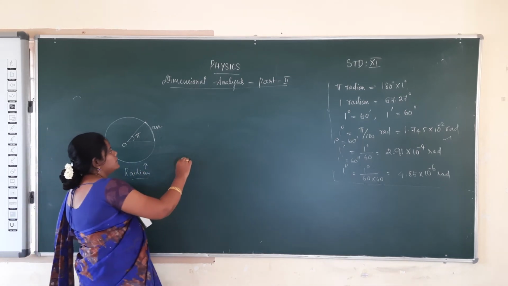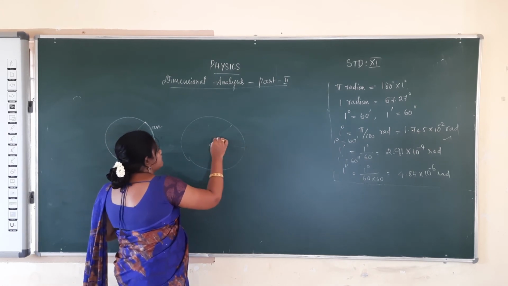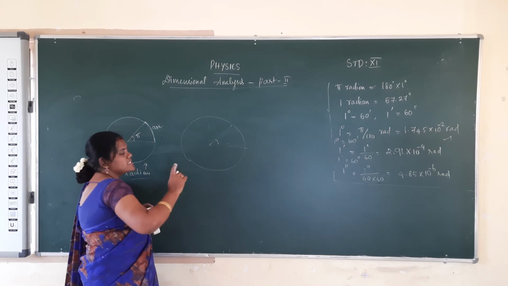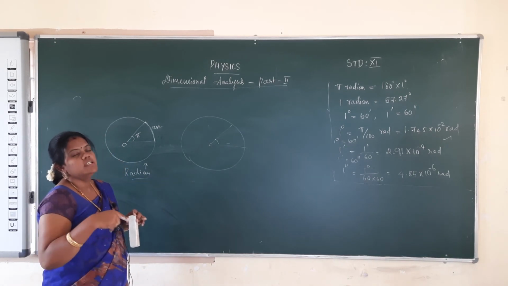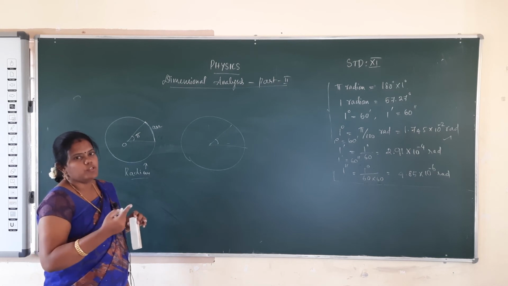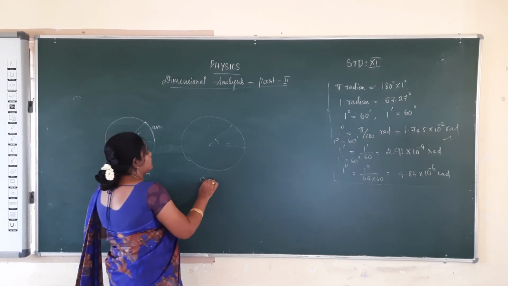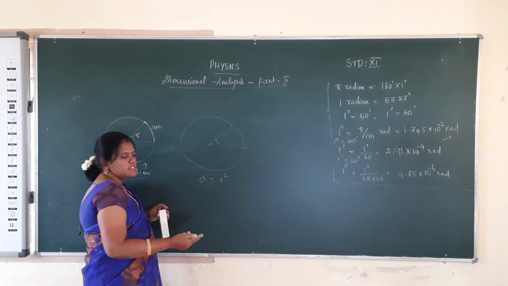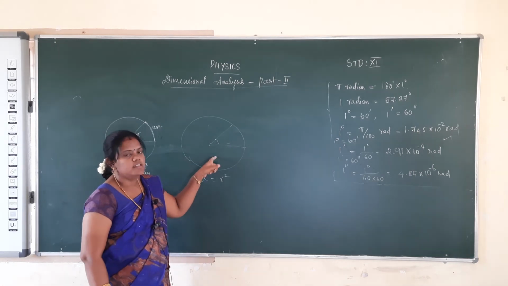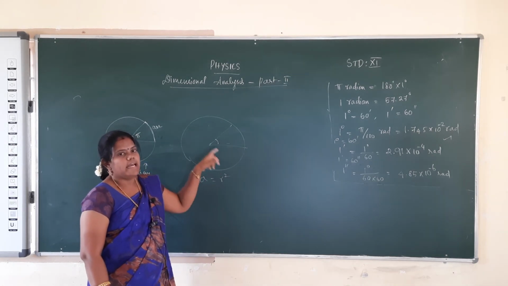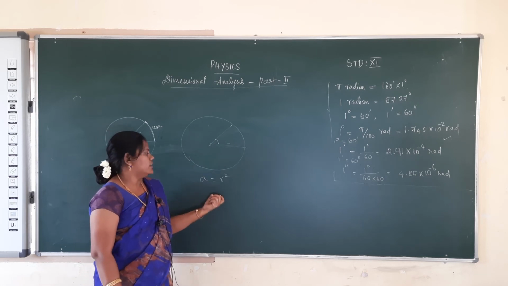So that is the definition for radian. Then the second one, taking the sphere. The angle subtended at the center of the sphere by the surface of the sphere, whose area is equal to the square of the radius of the sphere.